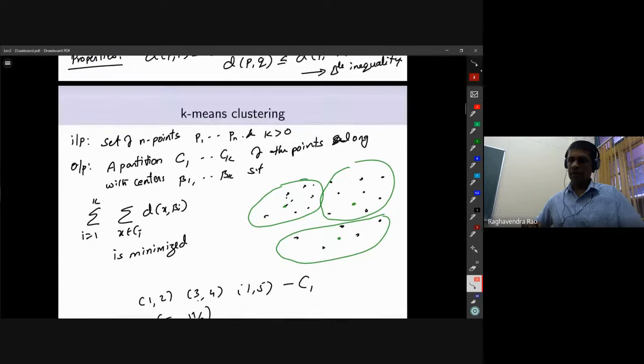Any questions on the algorithm? Those who haven't seen it, I might be giving the most rudimentary type of k-means. There are lots of variants and lots of improvements and so on. So this is the fundamental or the most rudimentary k-means clustering.